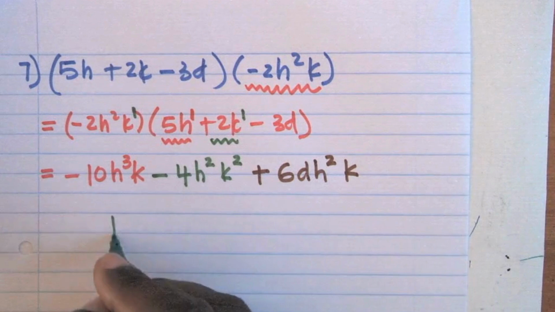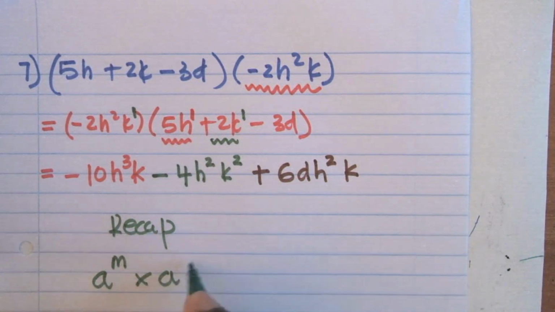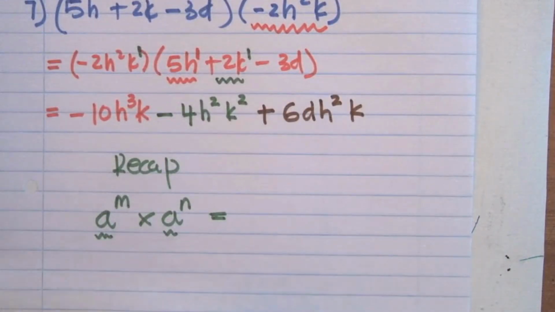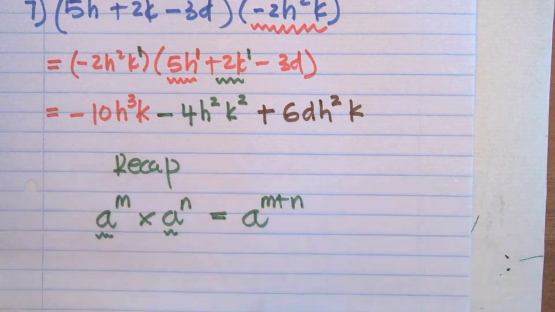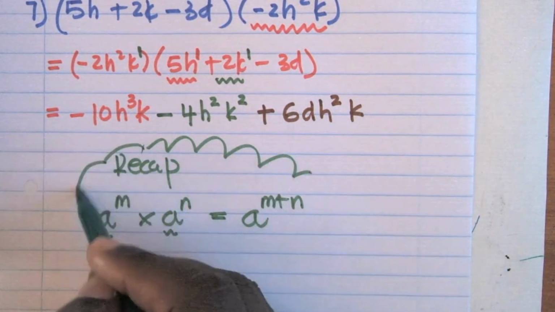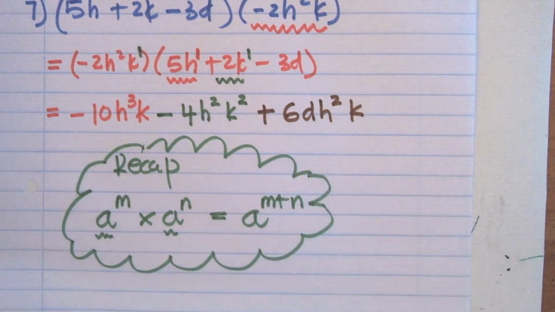Let me recap here. A to the power of m times a to the power of n. When the bases are the same, we must add the exponents. So we get a to the power of m plus n. I can put this in a cloud, and please use this law to guide you every time when you are multiplying algebraic expressions.